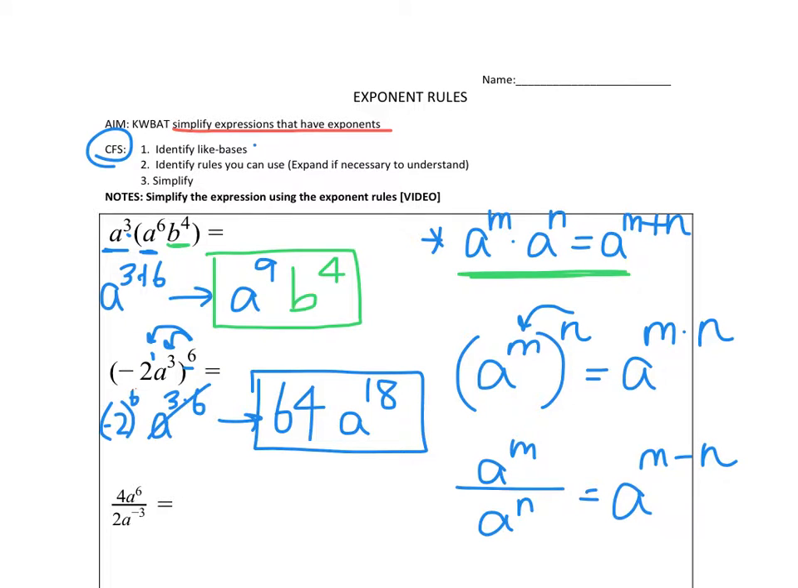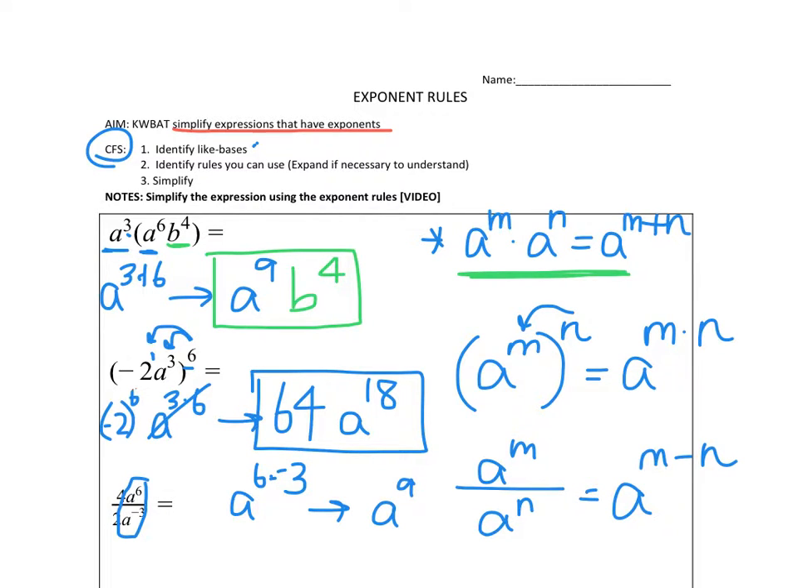So if I'm looking here, I'm looking for those like bases again. I see that I have a to the 6th and a to the -3rd. These can go together because they're like bases. So we're going to subtract a to the 6th minus -3, means we get, well, a to the 6th minus a negative 3 gives us a to the 9th power.